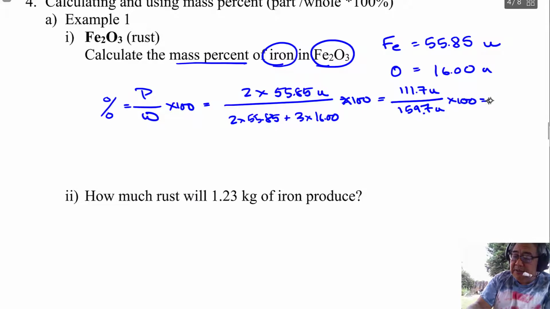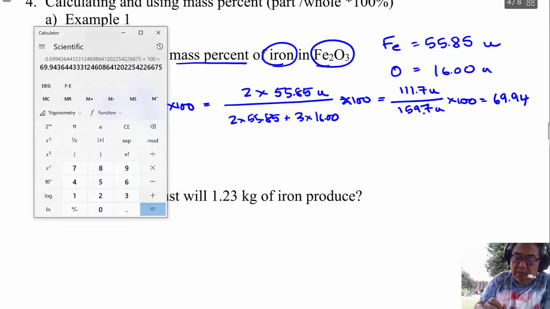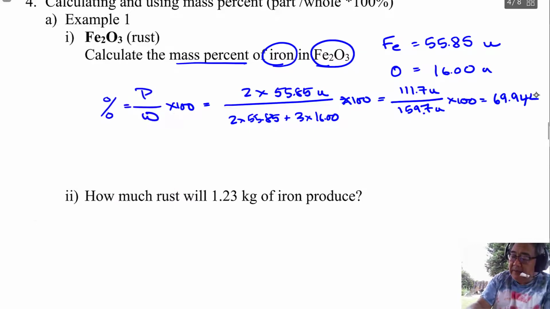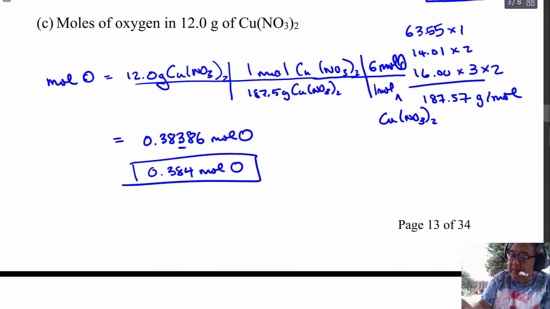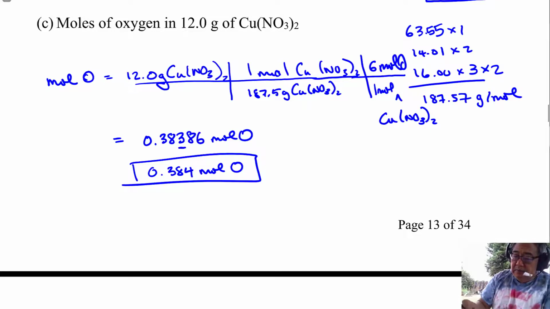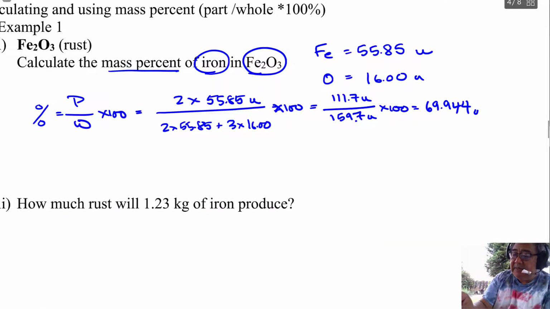Now this should have 4 significant figures. I'll carry one more because I'm going to use this in calculation. So 69.944, and I'll round that 3 to a 4 like that. And this is in percent units. Oops, sorry, I just shifted pages by accident. Percent.